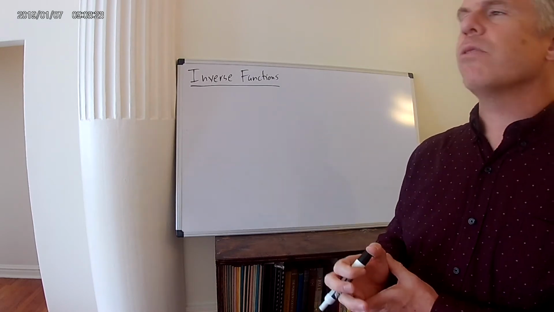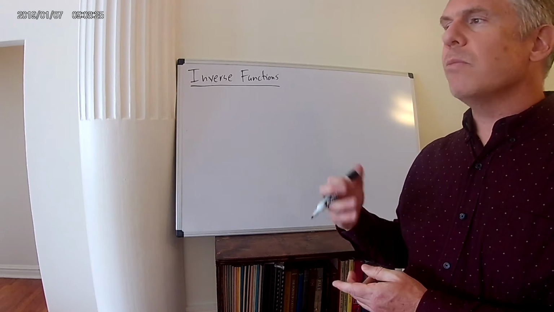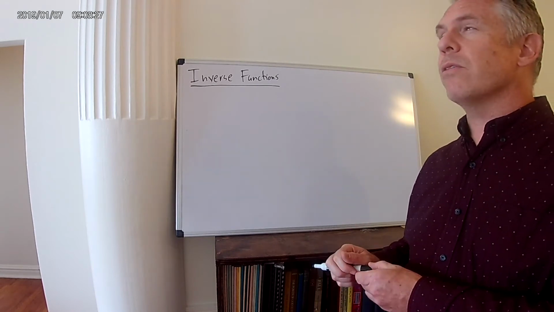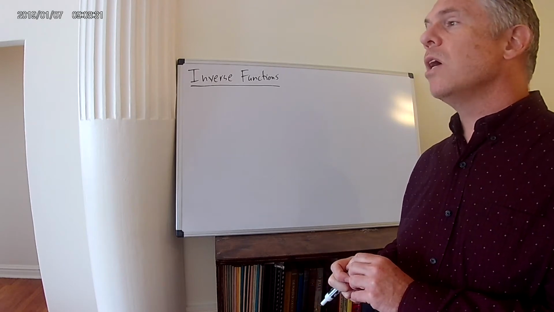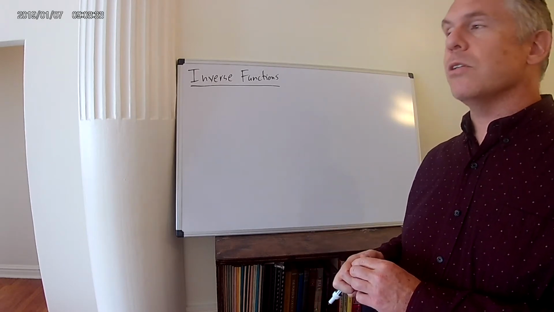We're leaving chapter 3. Chapter 3 we covered before spring break, and that had to do with trigonometric identities. We're getting into chapter 4, which has to do with inverse trigonometric functions.